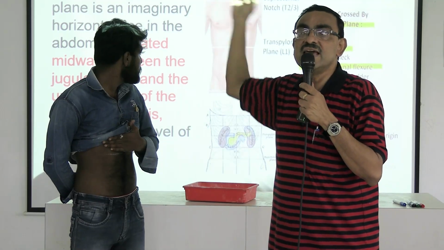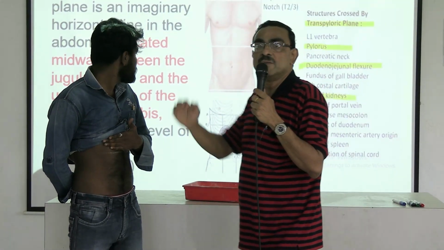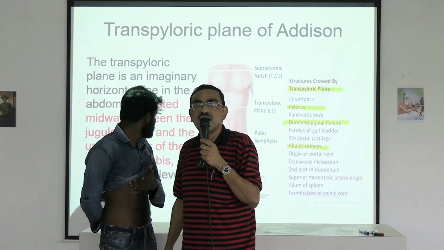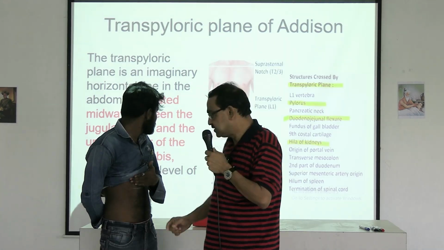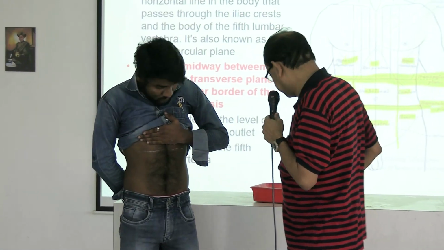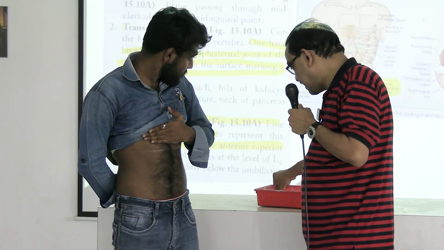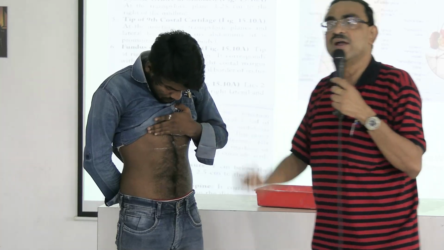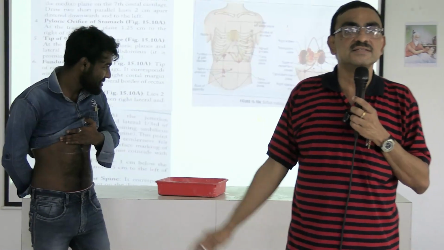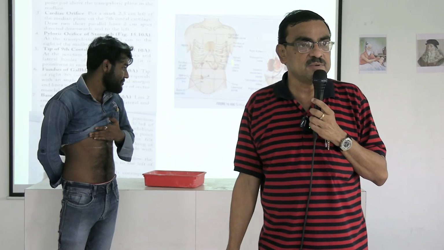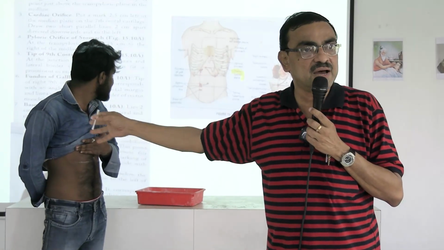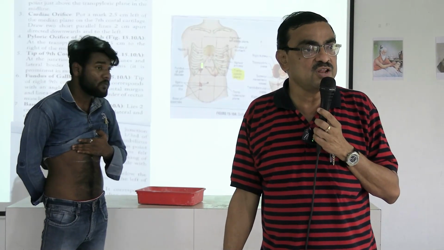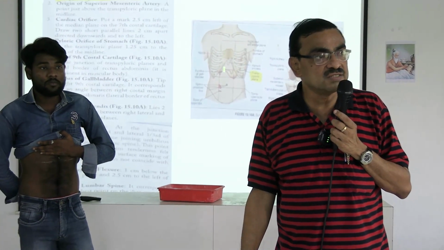Now, the origin of the celiac axis. It is 1.5 centimeter, that means just more than half an inch, above this plane and in the midline. Here we can get that point. So this point is 1.5 centimeter just above the transpyloric plane in the midline. That is the origin of the celiac trunk or celiac axis.